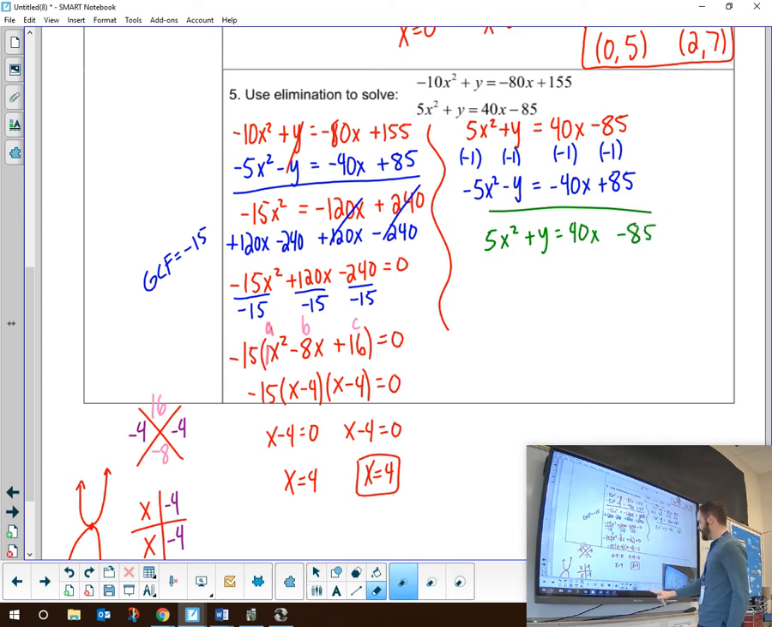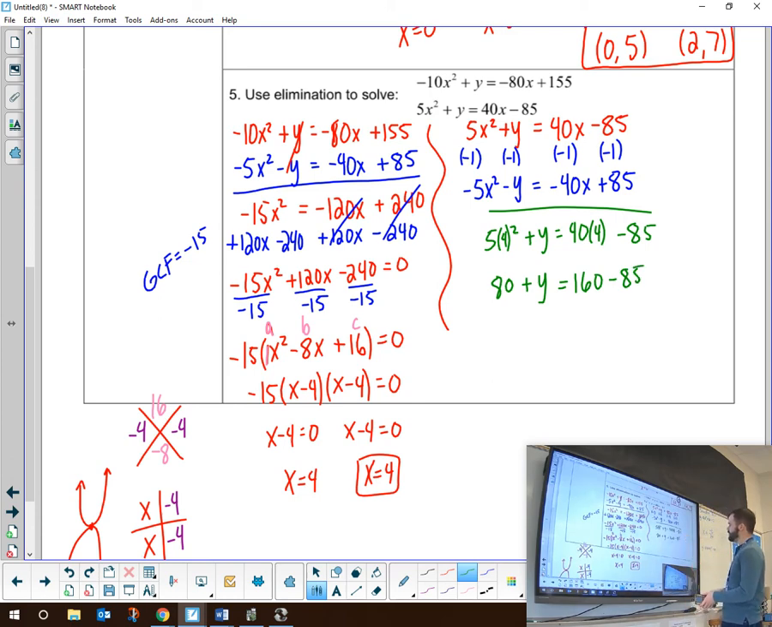And let's replace this x and this x with a 4. So I'm going to replace this with a 4 here, and I'm going to replace this with a 4, and we're going to solve for that y right there. So 4 squared is 16. 16 times 5 is 80. So this is going to be 80 plus y on this side. And then we have 40 times 4, of course, is going to be 160.